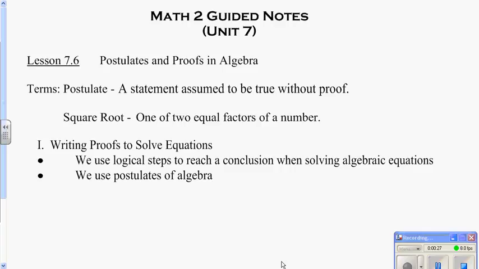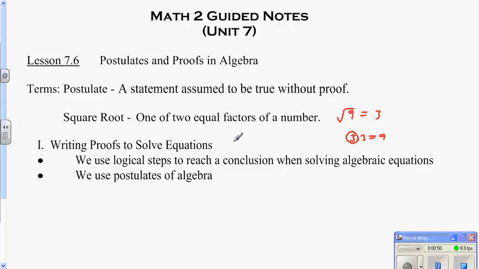And square root, and that is one of two equal factors of a number. For example, the square root of 9 equals 3. Okay? Because 3 times 3 equals 9. So the square root of 9 is 3. One of two equal factors of a number.